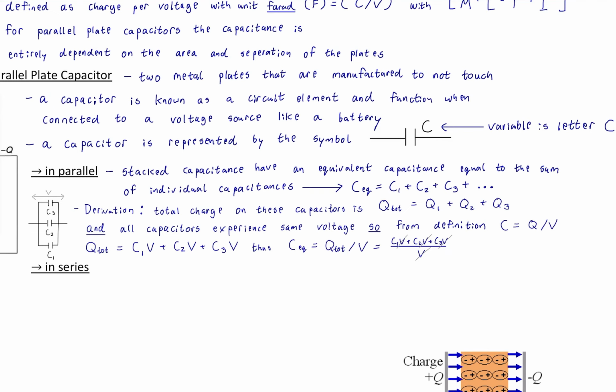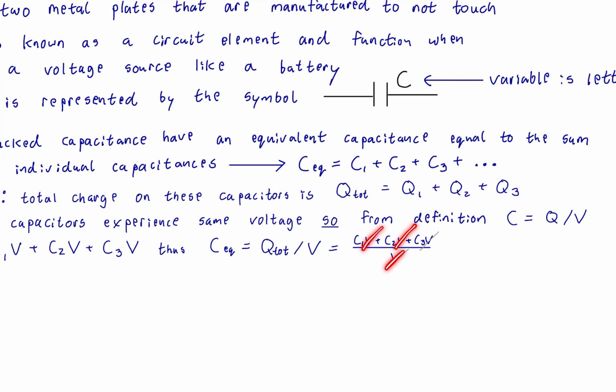Thus, the equivalent capacitance of all three of them is just the total charge divided by the voltage. But after all, there's only one voltage. So look what happens. The voltage just cancels out. So then what we get is what we were looking to prove in the derivation, that the equivalent capacitance of these three capacitors in parallel is just the sum of the three.